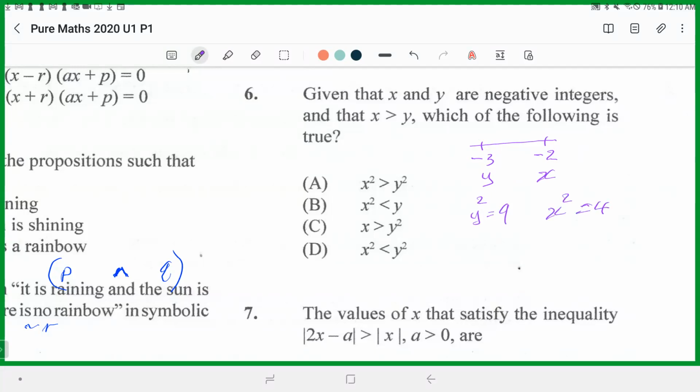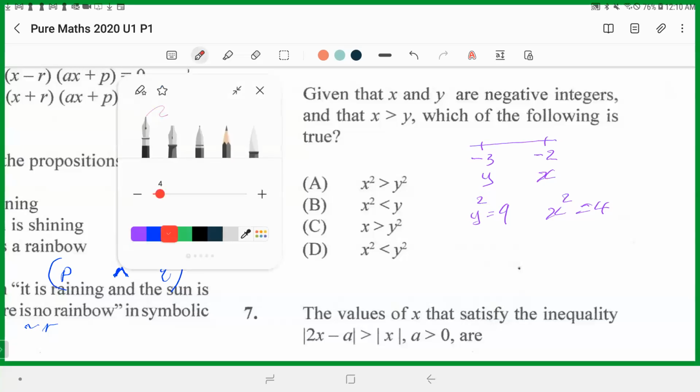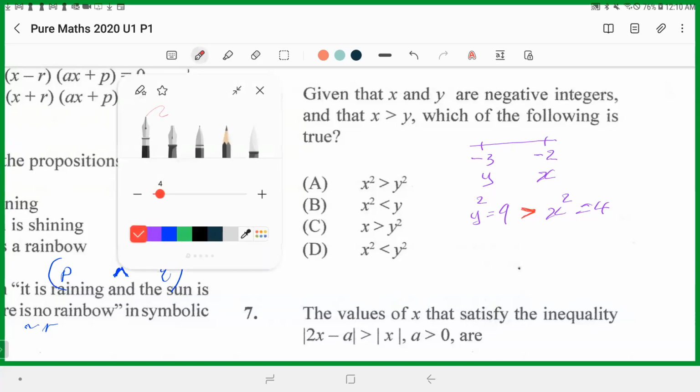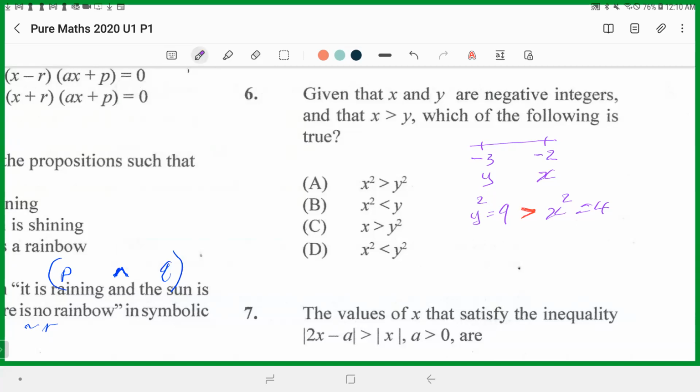So when you square the values, the inequality sign goes this way. 9 is greater than 4, right? Which is the same as 4 is less than 9, right? So we end up having that y squared is greater than x squared, which is the same as x squared is less than y squared. That's one way to do it.